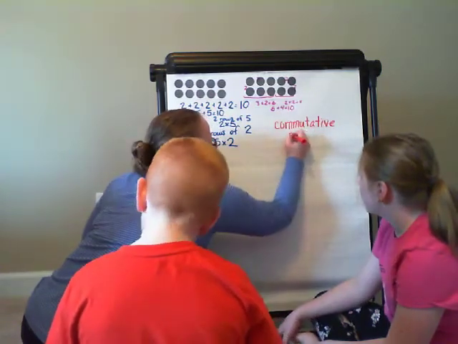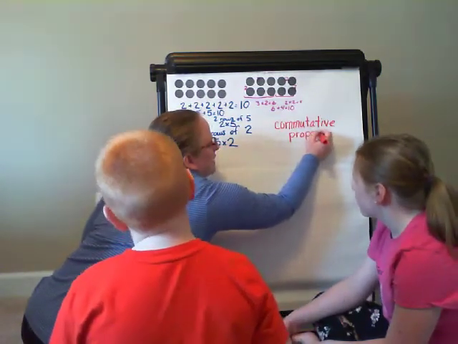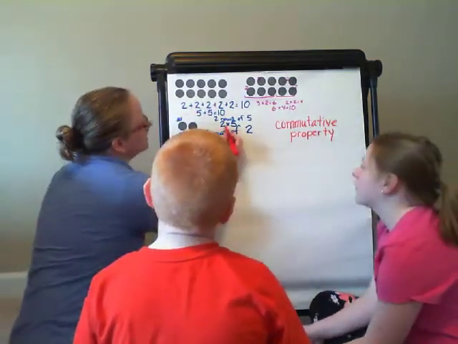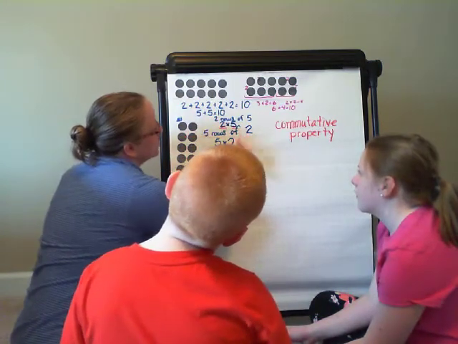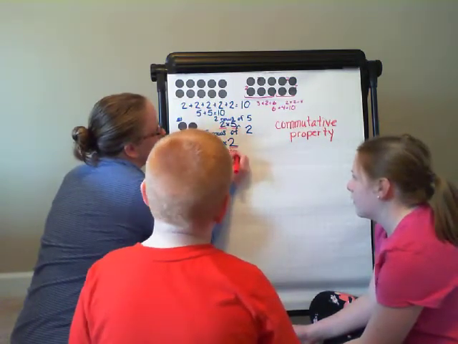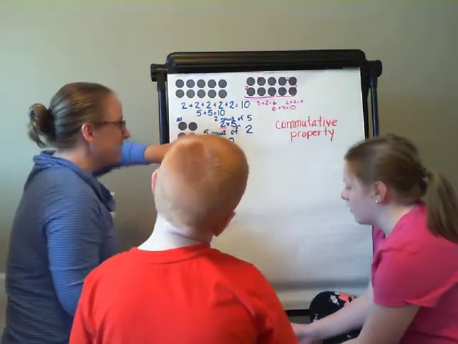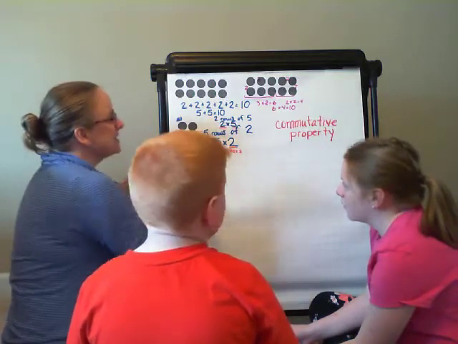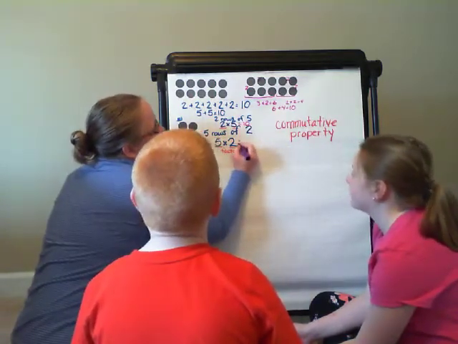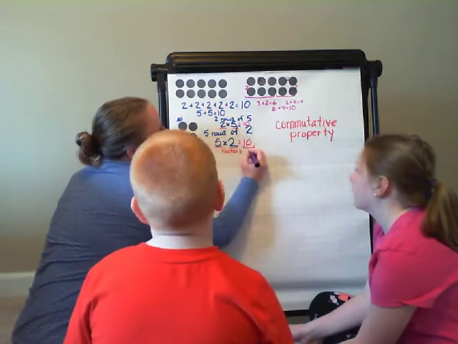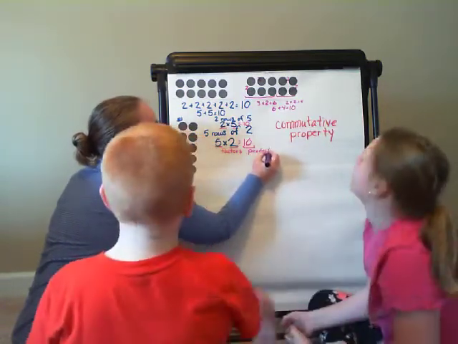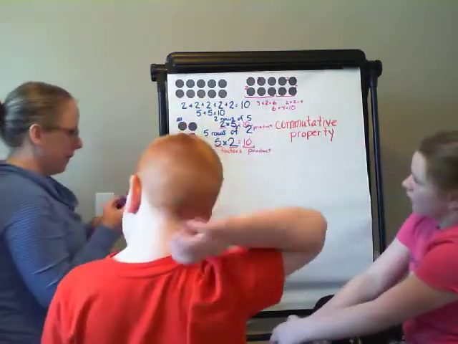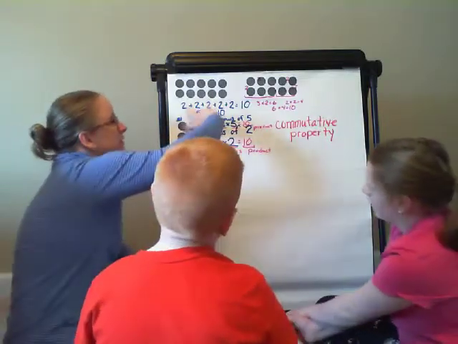The commutative property tells us that we can switch these numbers. We call these numbers factors. So we can switch the factors, but even when we switch the factors, what do we know about the answers? They stay the same. We call this the product. The product stays the same, because these pictures are just switched.